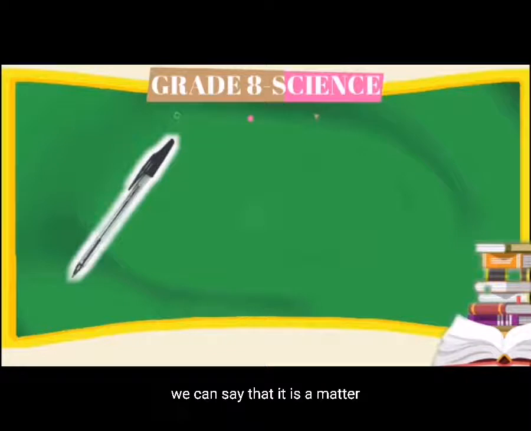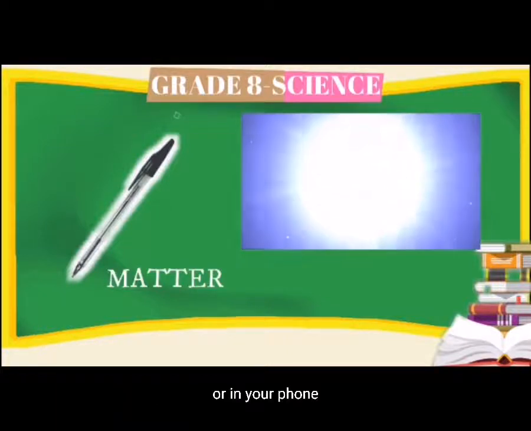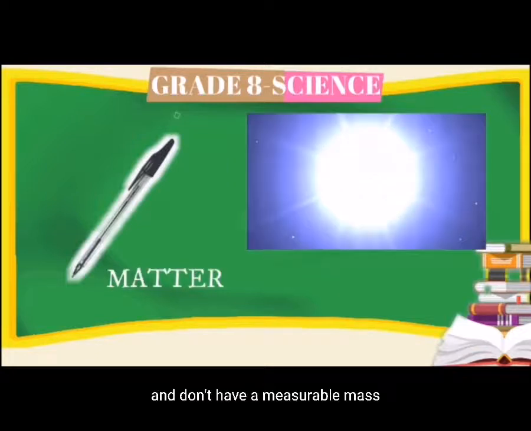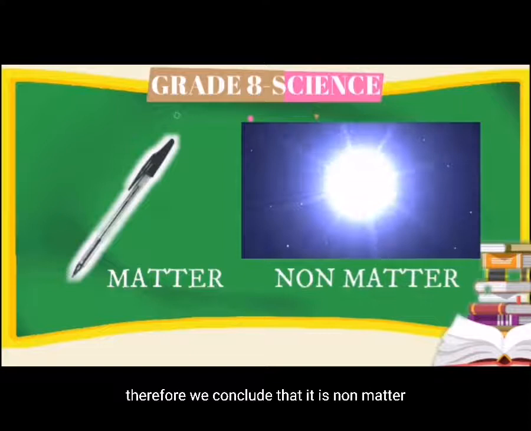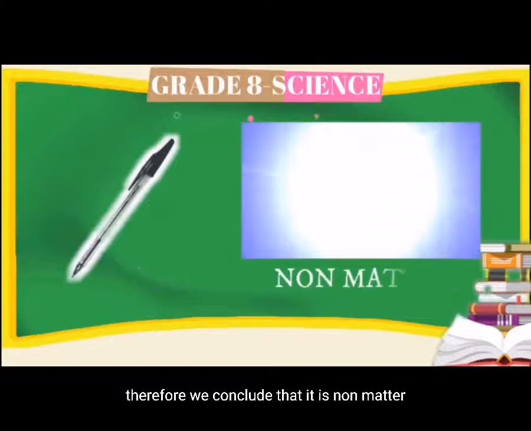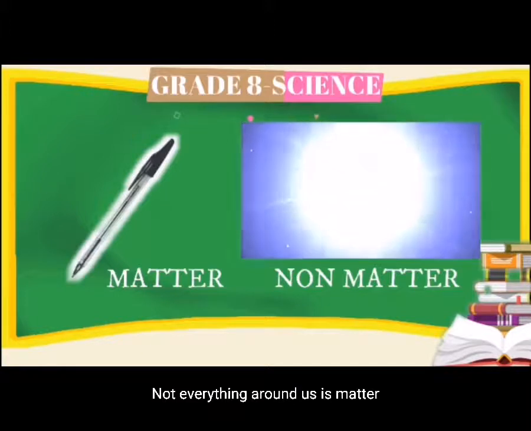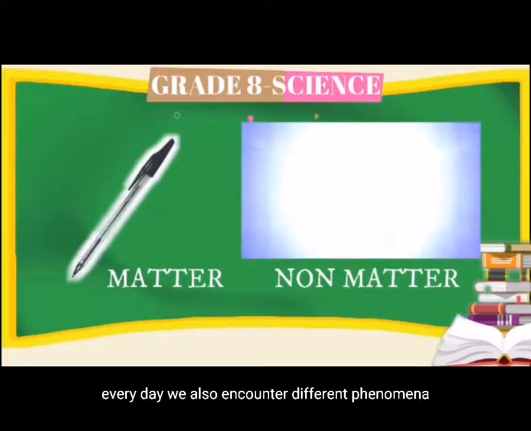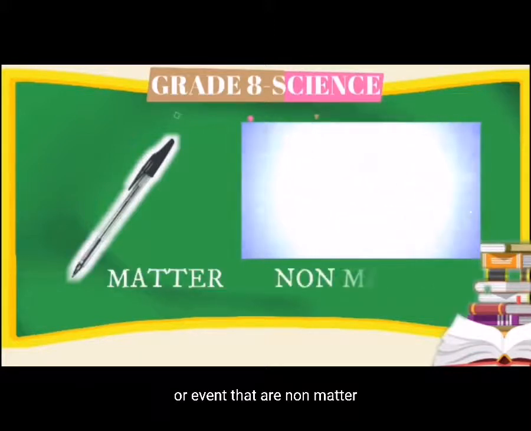So since the ball pen has a measurable mass and it occupies space, we can say that it is matter. However, we observe that the light coming from the torch or your phone does not occupy space and does not have a measurable mass. Therefore, we conclude that it is non-matter. Not everything around us is matter, nor made up of matter. Every day, we also encounter different phenomena or events that are non-matter.